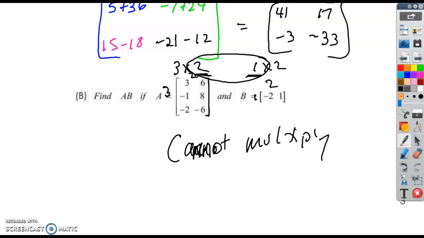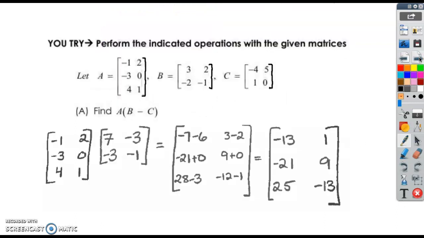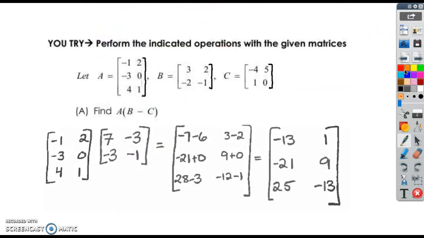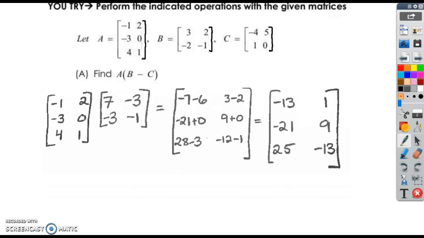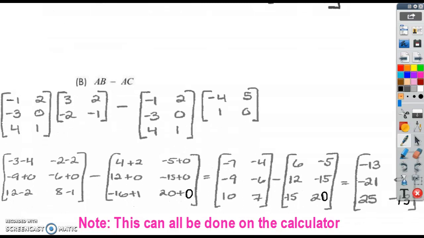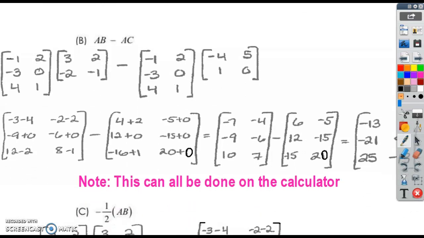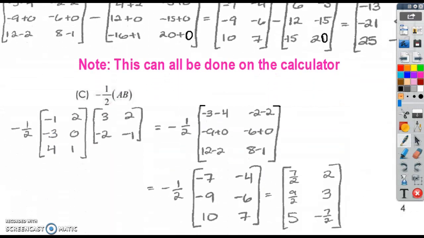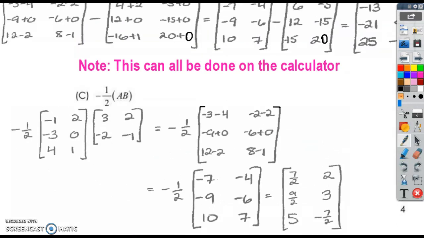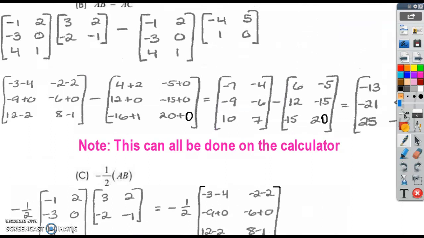All right, I'm going to show you the you-try answers, and you can decide whether you want to do them or not. Did I finish? Yes. Okay, so here's the first you-try, and then here are some of the answers. This can all be done on the calculator, but we will do that in class.